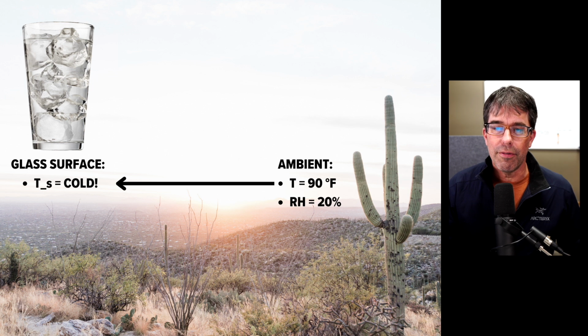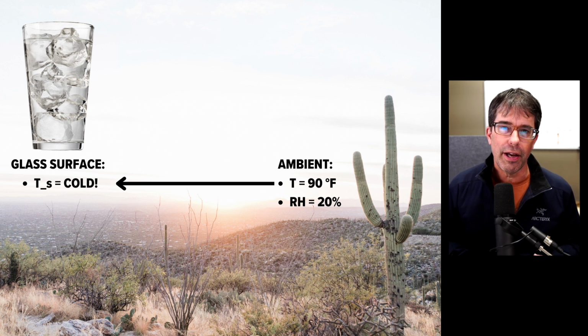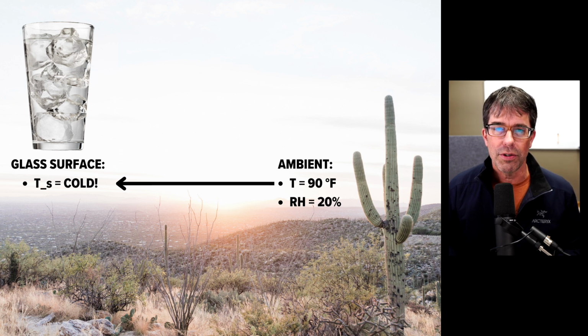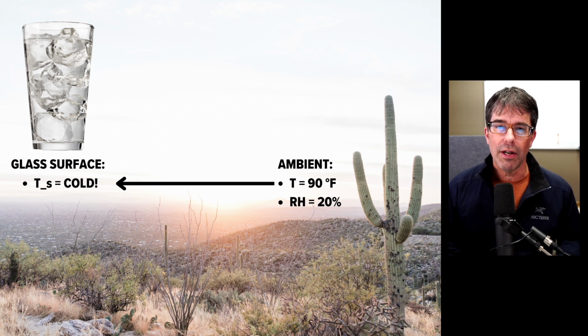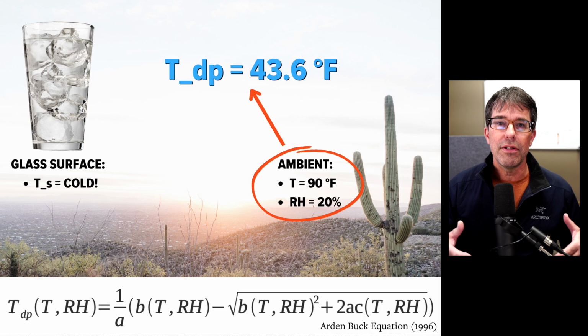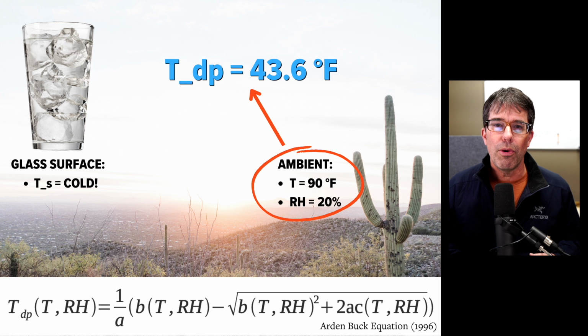Let's say we're in a hot environment, temperature is 90 degrees Fahrenheit, relative humidity is fairly low at around 20%, and we pour ourselves a glass of ice water. That ice water is cold, it's going to cool down the glass, and the surface of that glass is going to be cold. For the environmental condition where we have a temperature of 90 degrees Fahrenheit and a relative humidity of 20%, we can calculate what's known as the dew point temperature using some mathematical gymnastics. That dew point temperature identifies the temperature at which a surface needs to be in order to form condensation on it.